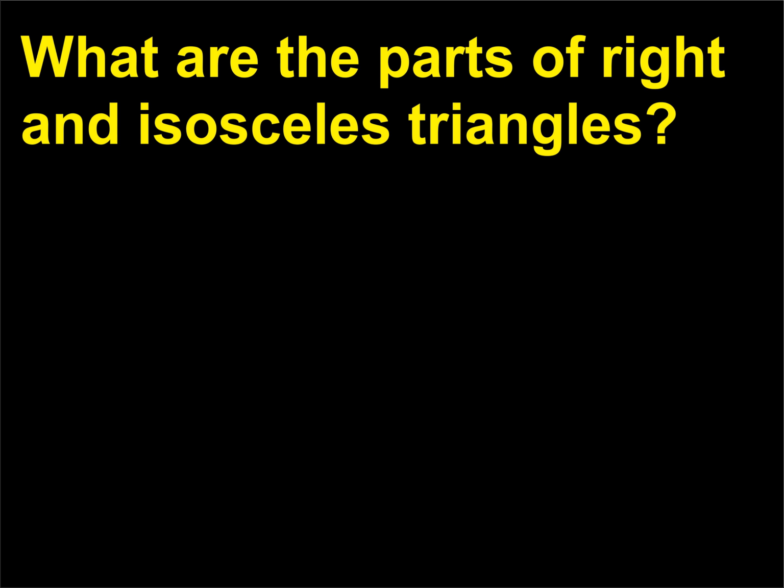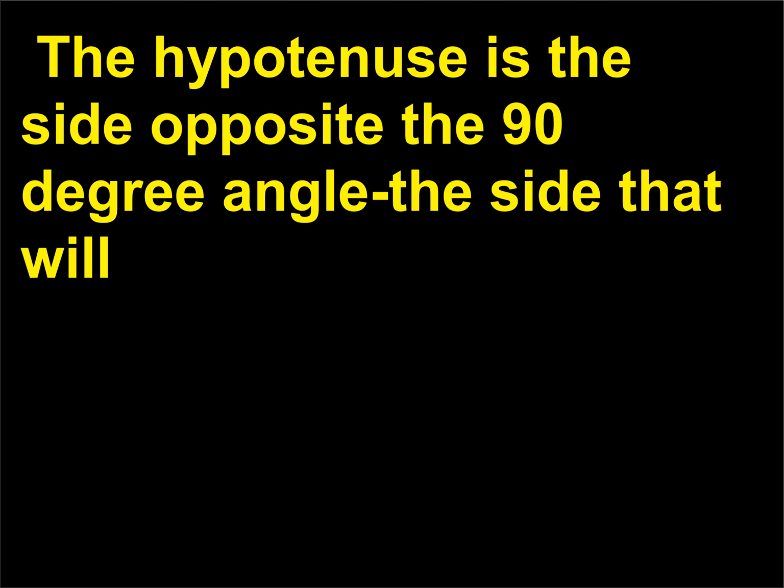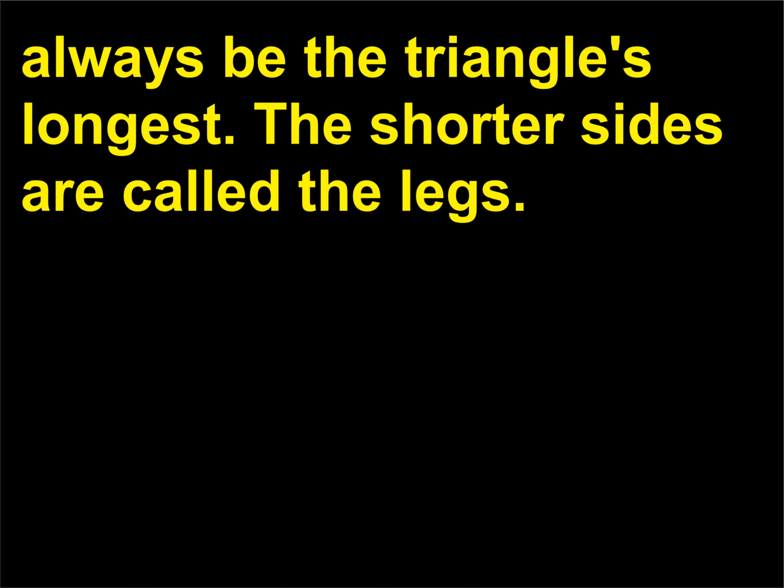What are the parts of right and isosceles triangles? There are special names for the parts of a right triangle. The hypotenuse is the side opposite the 90-degree angle, the side that will always be the triangle's longest. The shorter sides are called the legs.